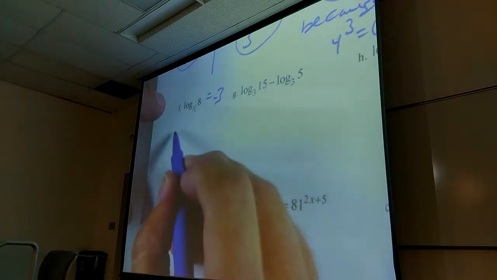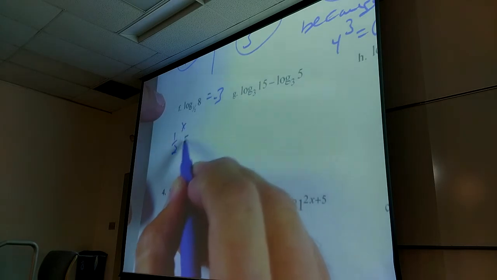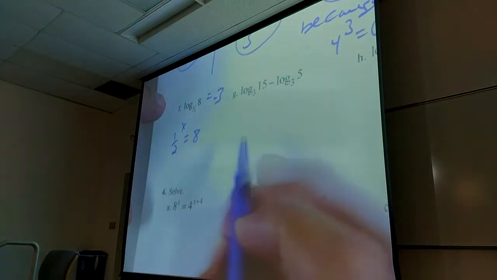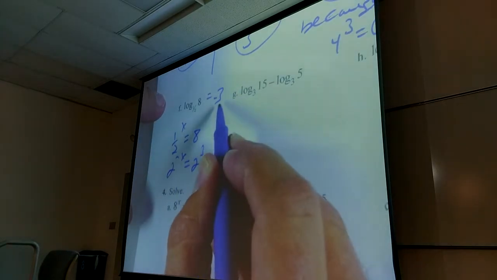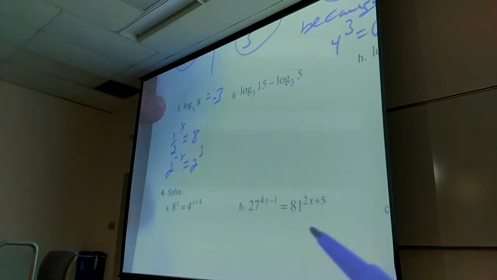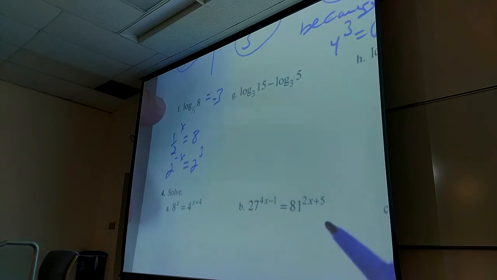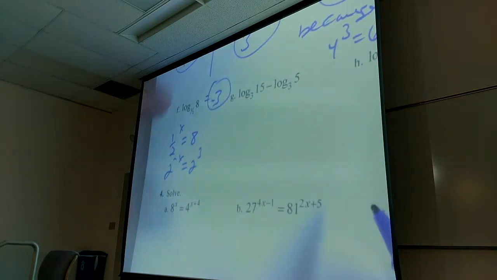So again, if you wanted to, you can write 1/2 to the x equals 8. 2 to the negative x equals 2 cubed. Negative x is 3, so x is negative 3. You can still solve it that way. There's nothing wrong with that. That's some good algebra. And that's the class you're in. So obviously I'll love that.